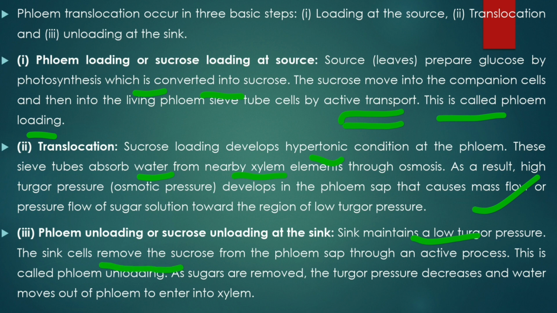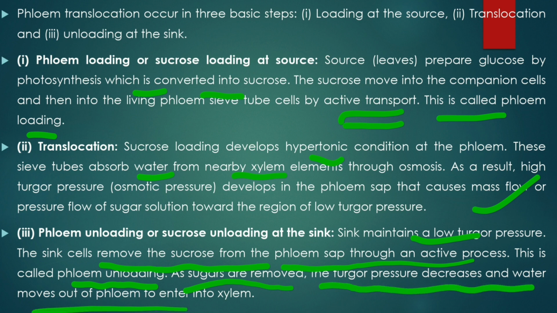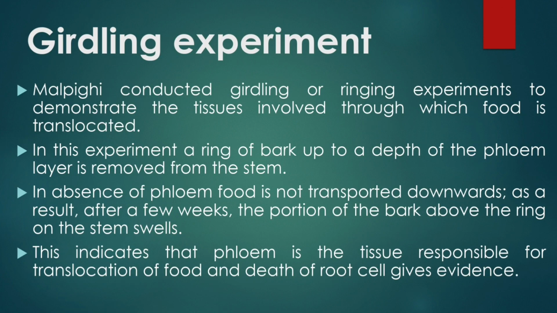The sink cell removes the sucrose from the phloem sap through active process. This is called phloem unloading. As a result, as the sugars are removed, the turgor pressure decreases and water moves out of the phloem and again enters the xylem. So this is the process of translocation.